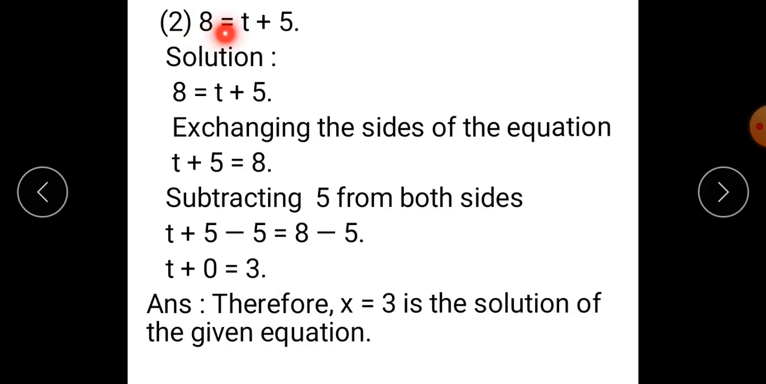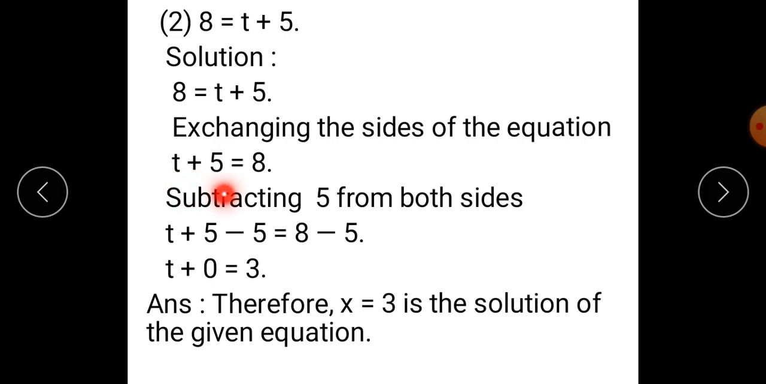Number 2, 8 is equal to t plus 5. Students, you know that we have to keep the variable on the left hand side always. Therefore solution, 8 is equal to t plus 5, the given equation as it is. Now next step, exchanging the sides of the equation. T plus 5 is equal to 8.